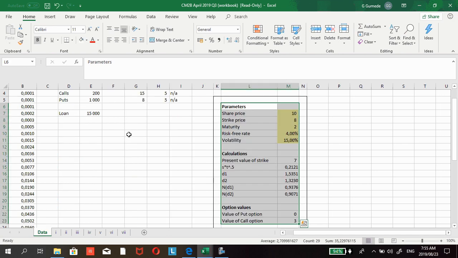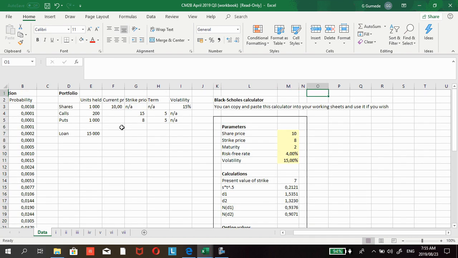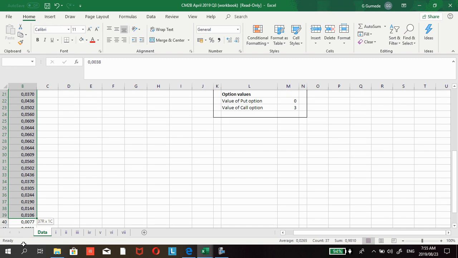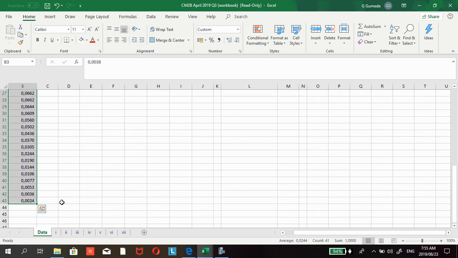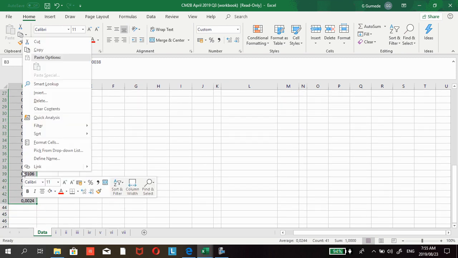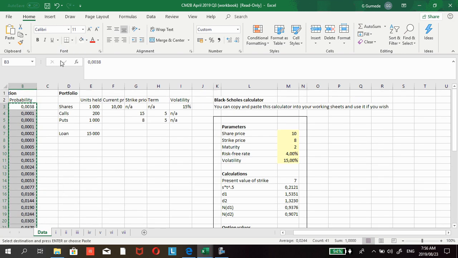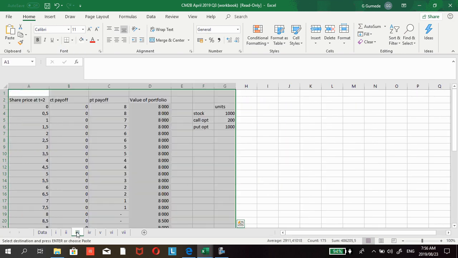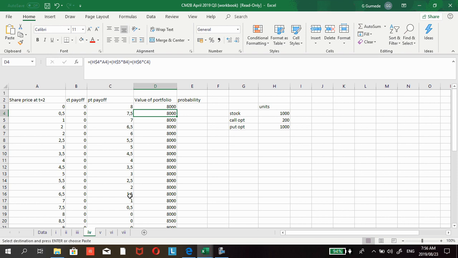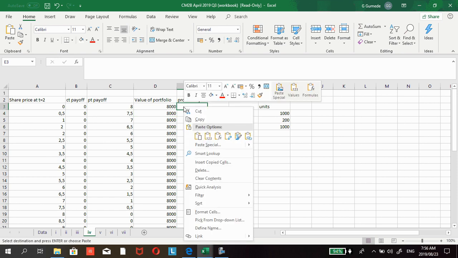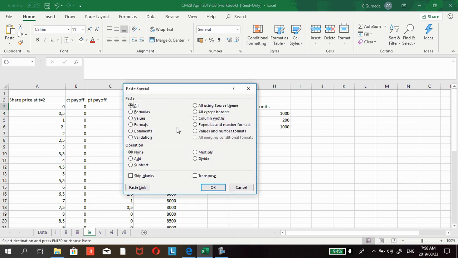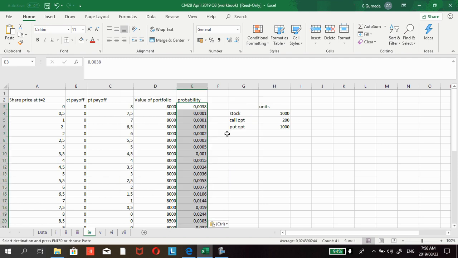So I'm going to go to data, and I'm going to copy my probabilities. Okay, I'm going to copy this whole thing. Then I'm going to come here and paste. Now, no formulas were used to calculate those probabilities, so I'm going to paste the values. Okay, and there they are.